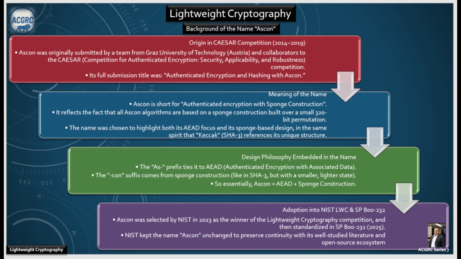Ascon was originally submitted by a team from Graz University of Technology, Austria, and collaborators to the competition for authenticated encryption, security, applicability, and robustness. Its full submission title was Authenticated Encryption and Hashing with Ascon. What's the meaning? Well, Ascon is short for Authenticated Encryption with Sponge Construction.